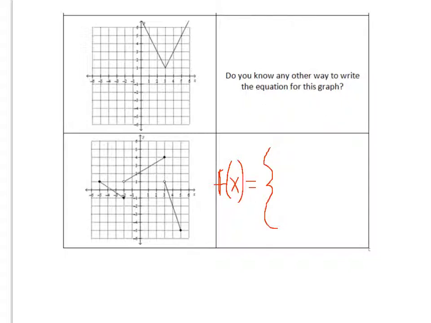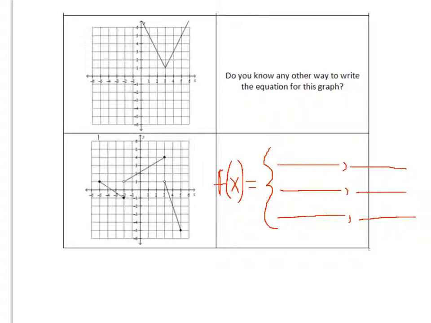And when I look at this function, I see that I have 1, 2, 3 different pieces, which means I'm going to have 1, 2, 3 different function rules. And each of those function rules is each going to have its own domain restriction. So I need to fill in the blanks here. If I take a look at my graph, I'm going to work my way from left to right.